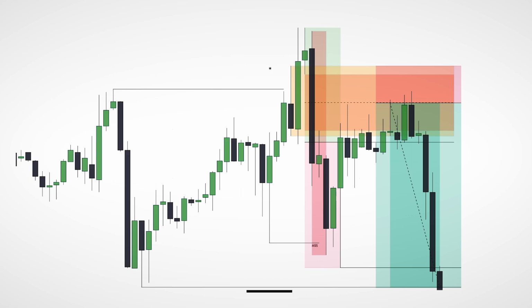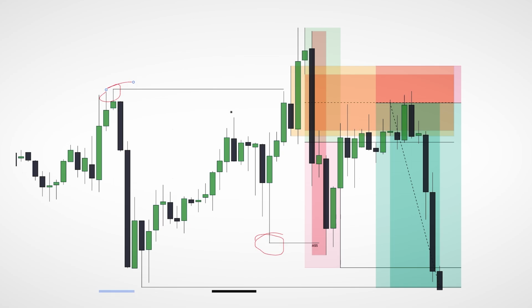First, we identified, was there displacement inside the marketplace, which there clearly was after this market structure shift, following taking out this area of liquidity. Found by this market structure shift after taking out this point of liquidity.